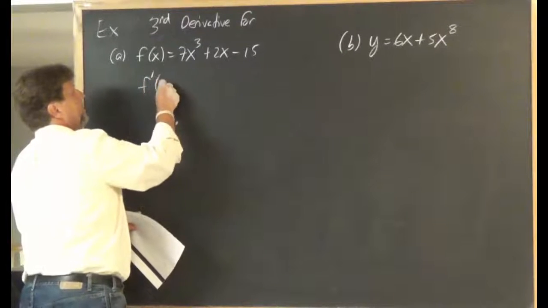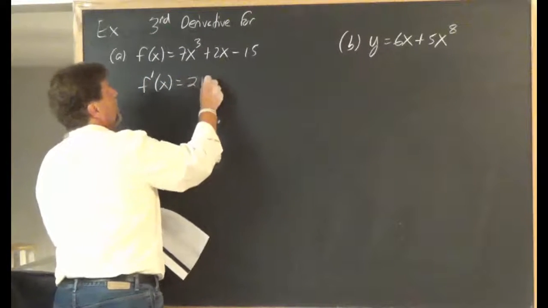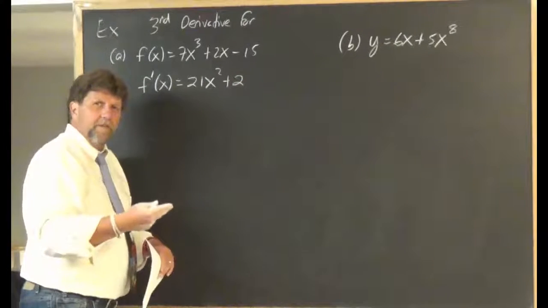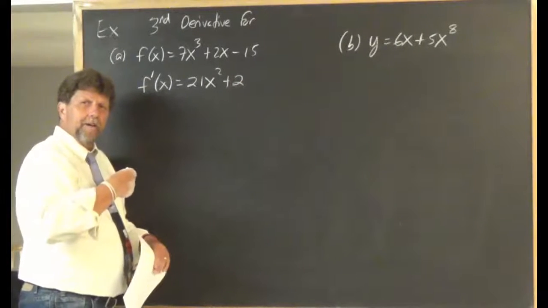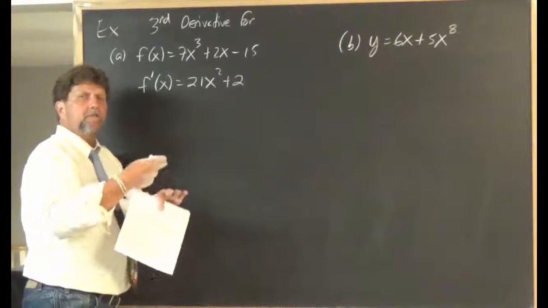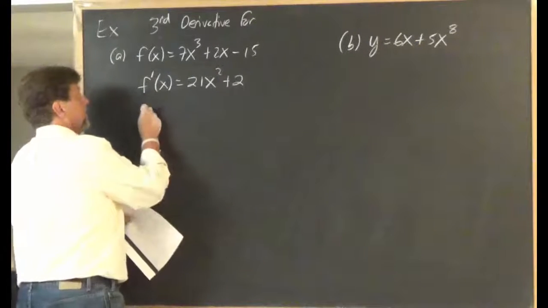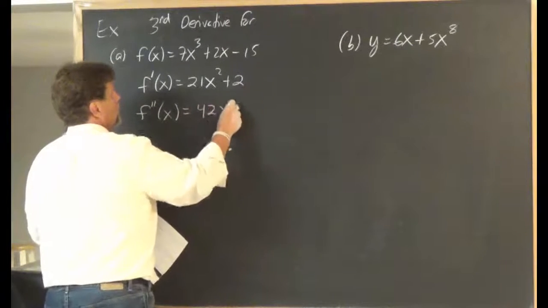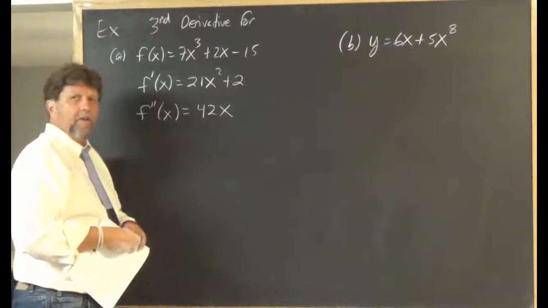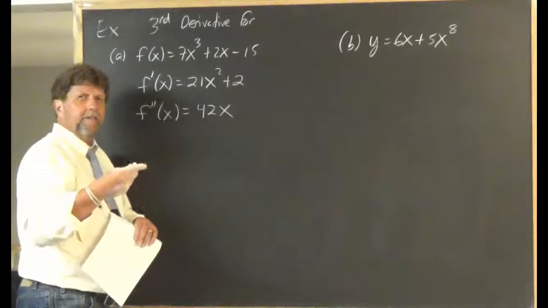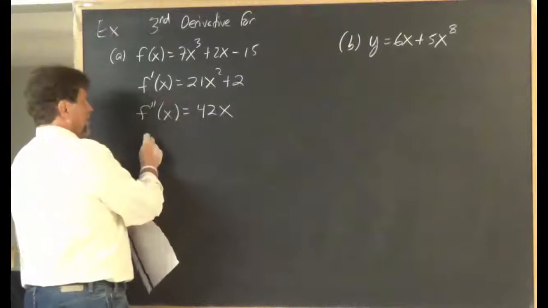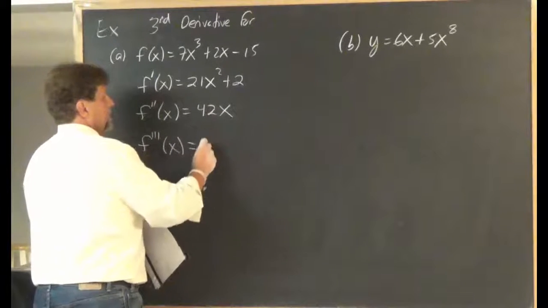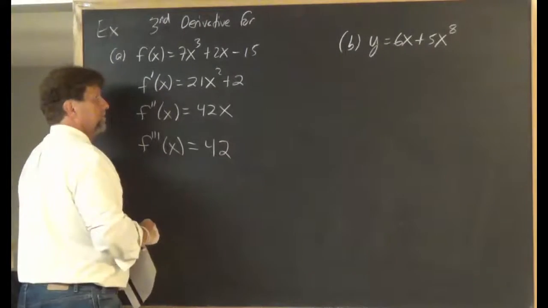The derivative of this function is 21x squared plus 2. Once we have the derivative, we can get the second derivative. The second derivative is just the derivative of the first derivative. So the second derivative is 42x. Now we can get the third derivative. The third derivative is the derivative of the second derivative. So the third derivative, the derivative of this, is 42.